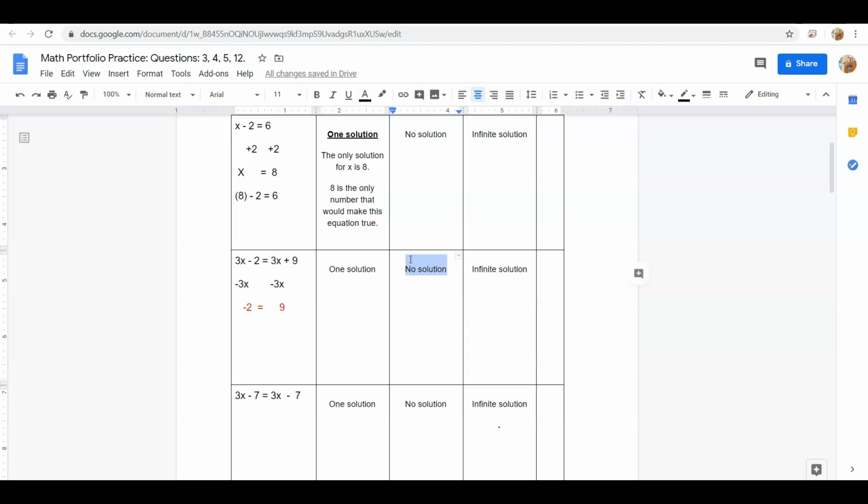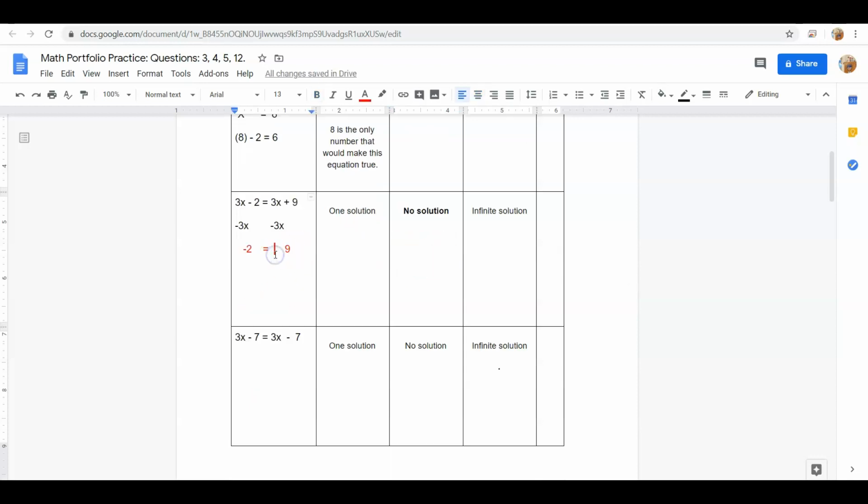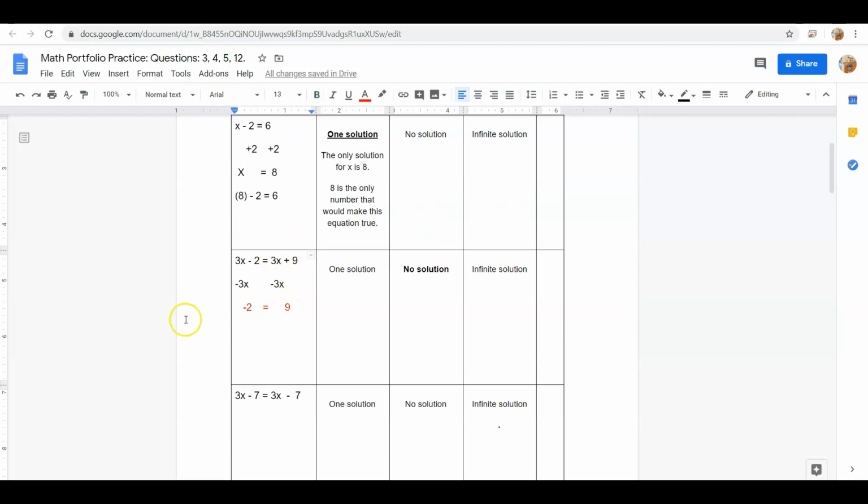So I'll explain. If negative 2 does not equal 9, then this can't have a solution, meaning there's no number that I can replace x with to make this true. And even if you read this straight up, 3x minus 2 equals 3x plus 9, on both sides, 3 is multiplying the same number. But after that multiplication, two different things happen. On the left side, it subtracts 2, and on the right side, it adds 9.